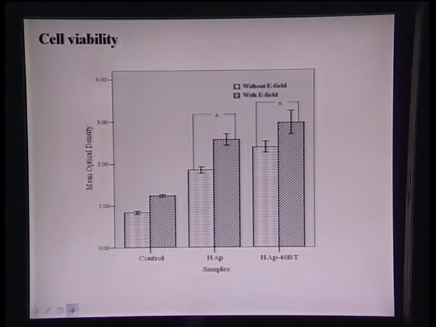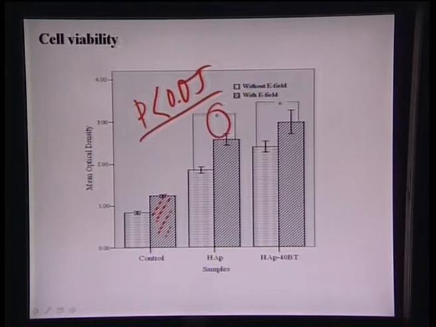Now, we have done some MTT analysis to see how this influence appears quantitatively. This is for the control sample; the hatched one is with electric field, and the unhatched is without electric field. What you see here is that this star indicates p less than 0.05. After post hoc analysis we find that for both HAP and HAP barium titanate, the mean OD values after applying the electric field are statistically significant compared to the absence of the electric field.